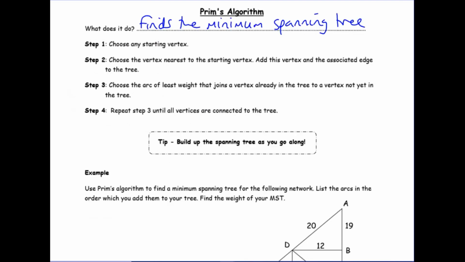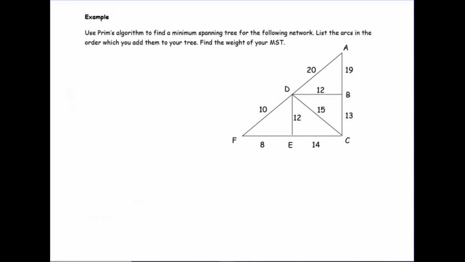So the steps are here, but we'll talk through it in an example. This is the same network that we did last time, but we did Kruskal last time. This time we're going to do Prim. Usually the question will tell you which point to start at. So we're going to start at A and build this up as we go along. You can start at any point in this network, but we're going to start at the point A. And we just build this up as we go along, adding on the shortest arc that we can.